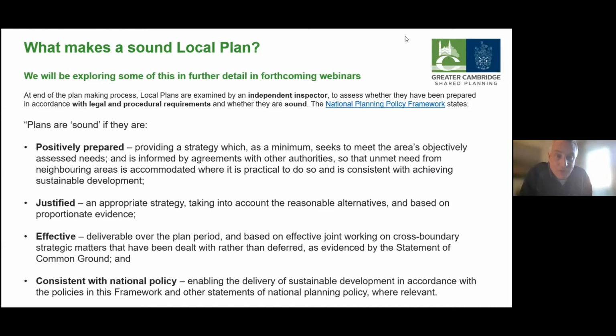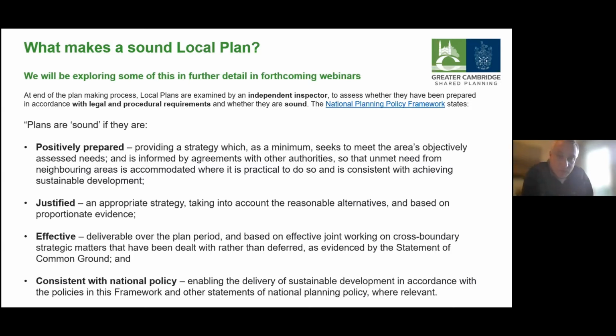The next test we have to pass is, is the plan effective? Have we demonstrated that the policy proposals and sites we put in the plan will deliver to meet the needs we've identified? Is it effective in working with partners on the strategic issues we've identified through the area? Have we demonstrated that we worked properly with the other major government bodies in the area, the Environment Agency, for example? We demonstrate that through something called a statement of common ground, which is effectively just a statement to show we all agree or don't agree how we've worked together.